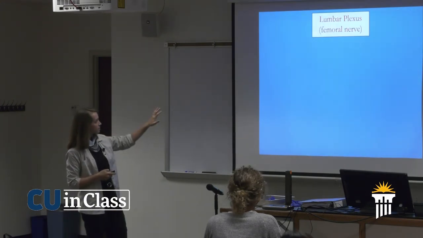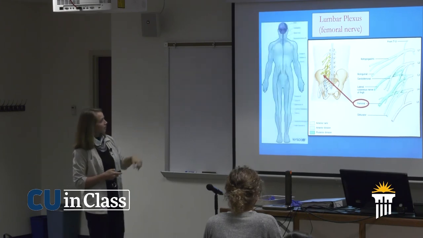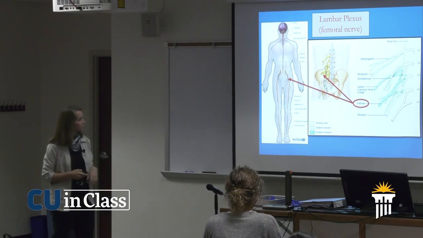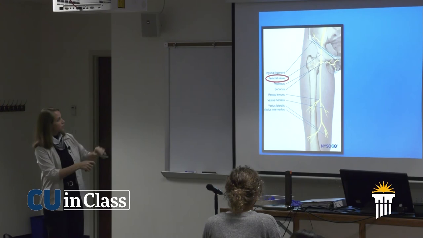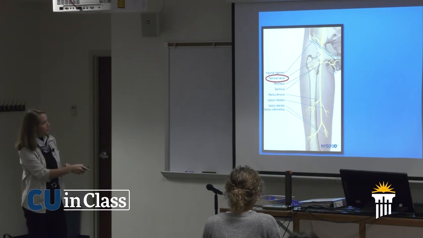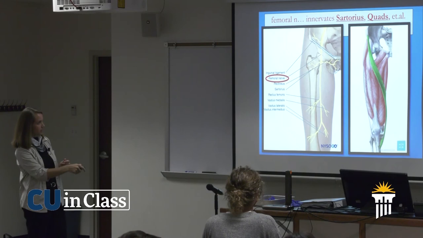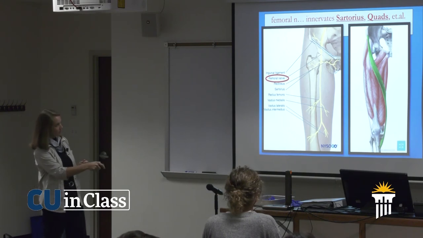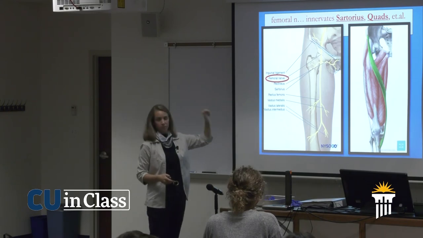The lumbar plexus, here's our femoral nerve. And then there it is again, so anterior portion of the body. Inguinal ligament. Take a look here. What is this muscle? Sartorius. Yeah. What are these groups of muscles? The quadriceps. What's that one in particular? Rectus femoris. Hey, what's this one? Pectineus. Nice job. Yeah. These are each innervated by the femoral nerve.